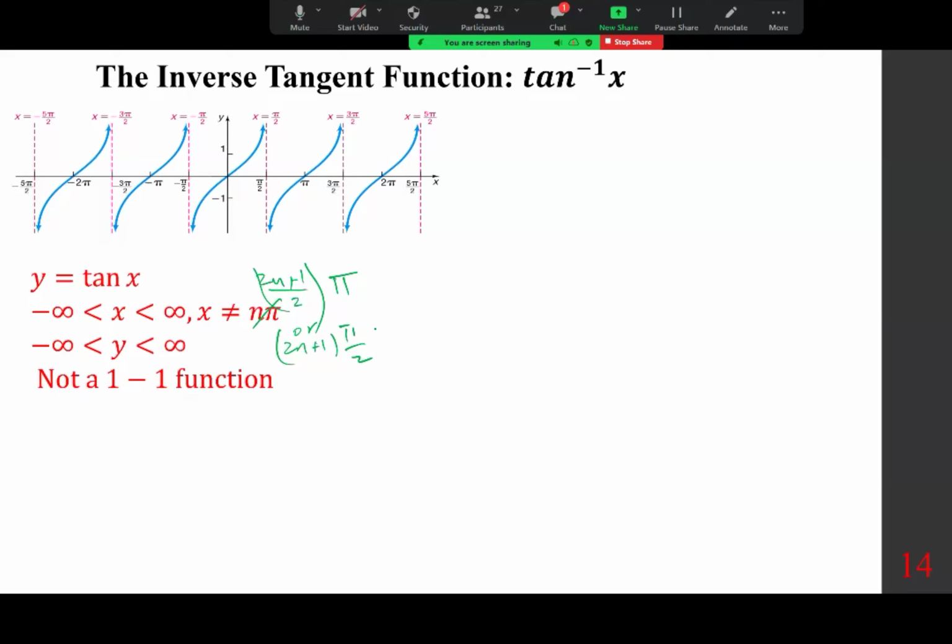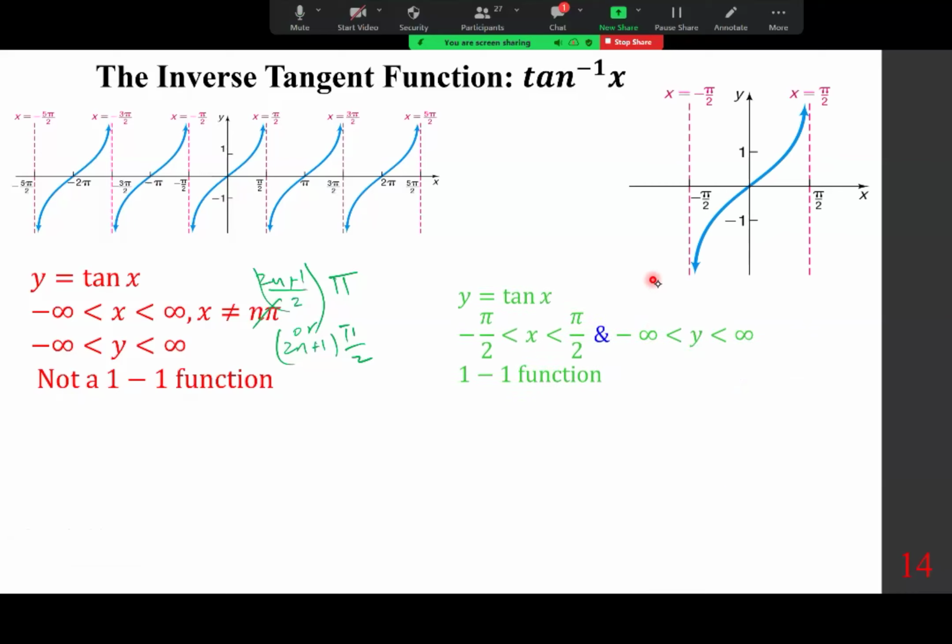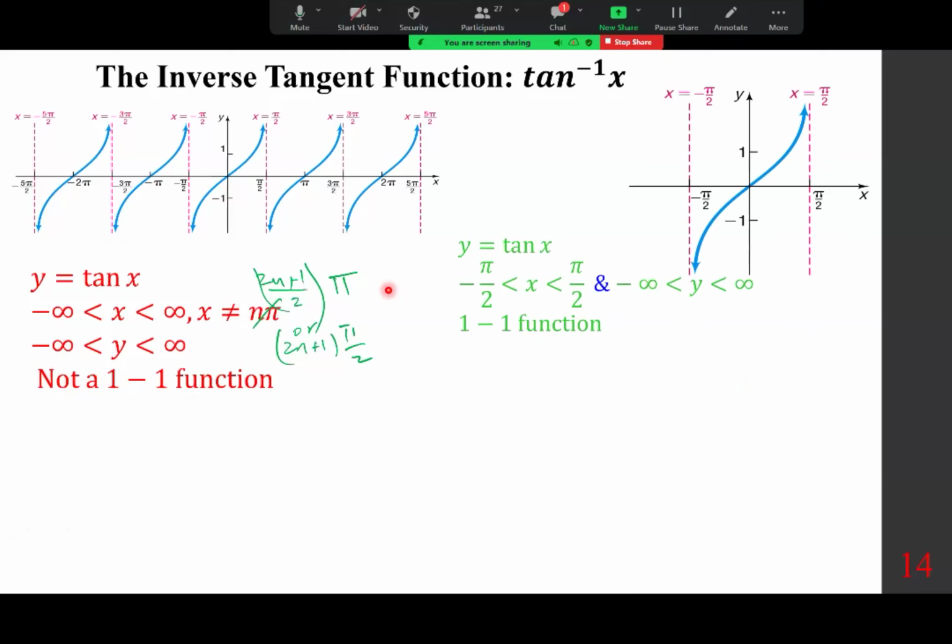Now the restriction: if we pick one cycle between negative pi over 2 and pi over 2, it works. This restriction makes this a one-to-one function. So y equals tan x is not a one-to-one function, but when we restrict the domain between negative pi over 2 and pi over 2, with the endpoints not included, it's just like sine, but the endpoints are not included. The range remains the same, and it makes it a one-to-one function.